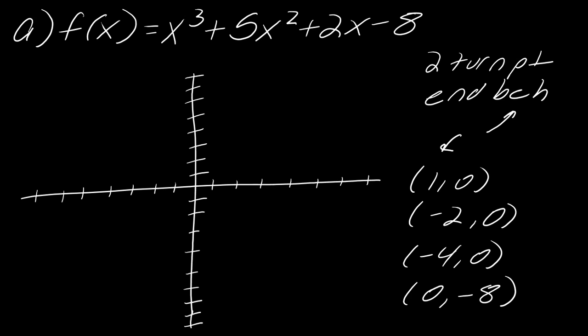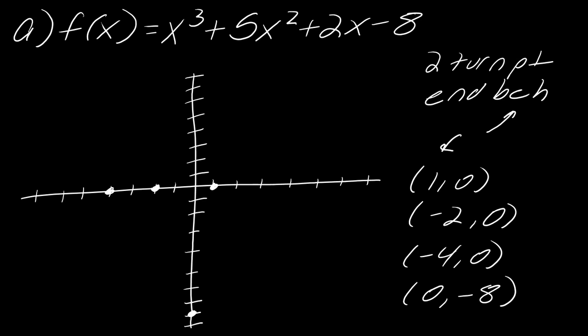Okay, so I've summarized everything. I've got a graph. We're going to go ahead and graph this. So what I like to do first is just plot all my points. So I have 1, 0, -2, 0, -4, 0, and then 0, 1, 2, 3, 4, 5, 6, 7, 8. Okay, so I've plotted all my points.